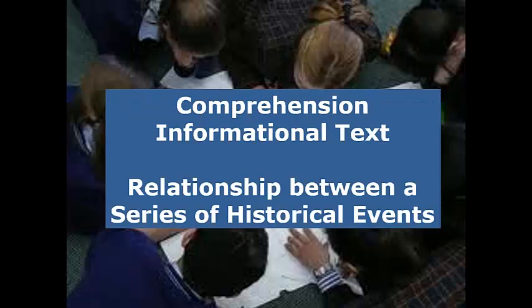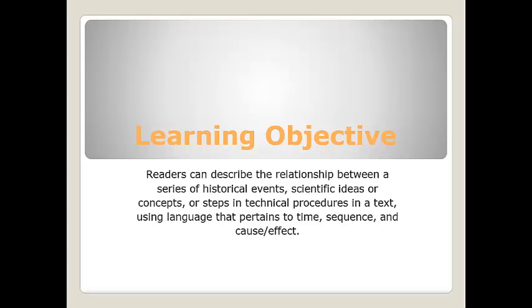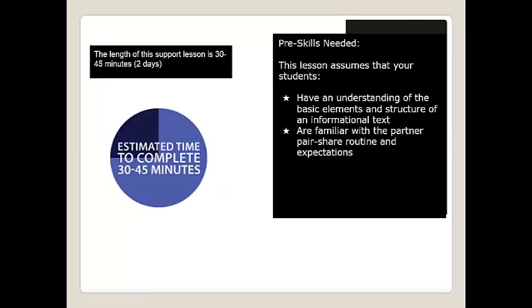Comprehension, informational text, relationship between a series of historical events. The learning objective for this standard is that readers can describe the relationship between a series of historical events, scientific ideas or concepts, or steps in technical procedures in a text using language that pertains to time, sequence, and cause and effect. The estimated length for this lesson is actually a two-part lesson.